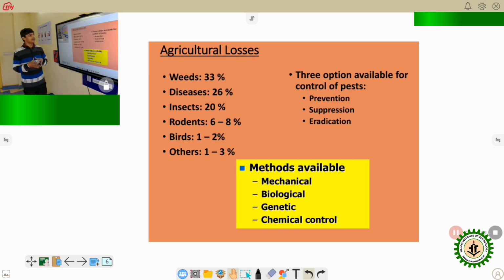As we have discussed, there are different percentages of losses in the agricultural field in different categories, and they can be easily controlled in three different ways: prevention, suppression, and reduction. Methods that can generally be applied are mechanical, biological, genetic, and chemical control. Based on this point, we move further to see how we are able to control these problems.